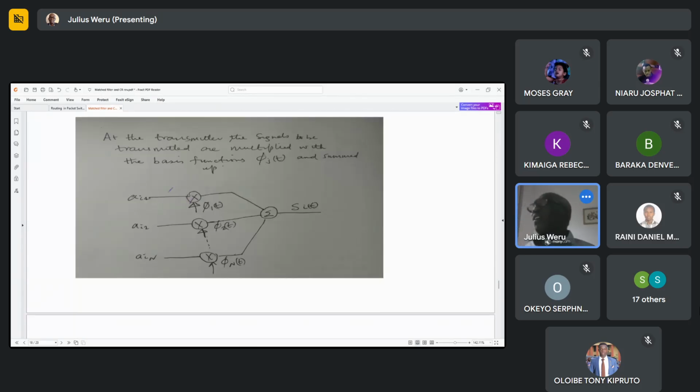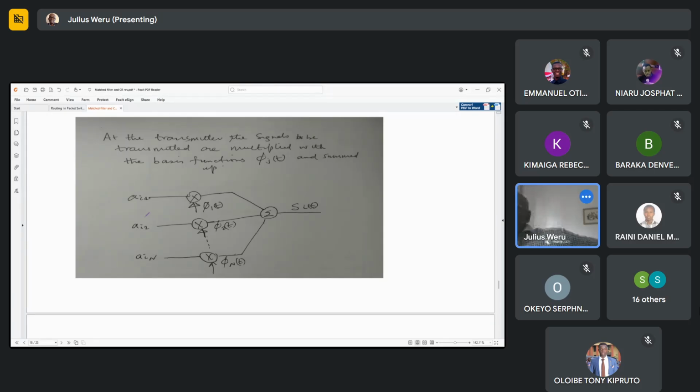So now, as a transmitter, we are trying to see how you can recover your signal at the receiver. You want to see what has happened at the receiver so that you can recover at the transmitter. So at the transmitter, the signals to be transmitted are multiplied with the basis functions, phi j of t, and summed up. And we know, of course, that's what we do with our transmitters.